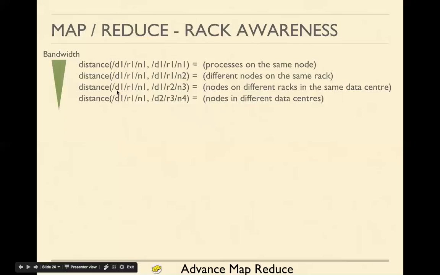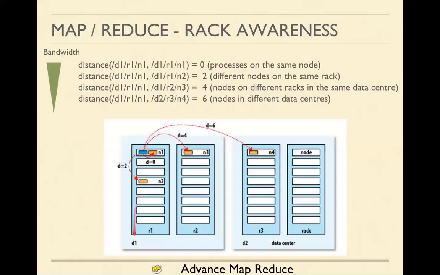Now, you have data center 1, rack 1, and rack 2. Node 1 is in rack 1, and node 3 is in rack 2. So, what is the distance between N1 and N3? Correct, it is 4. And what's the distance in the last case? We're going till there are two data centers, D1 and D2. They're connected, and in the last case, it will be 6. Thank you, Sudhakar.